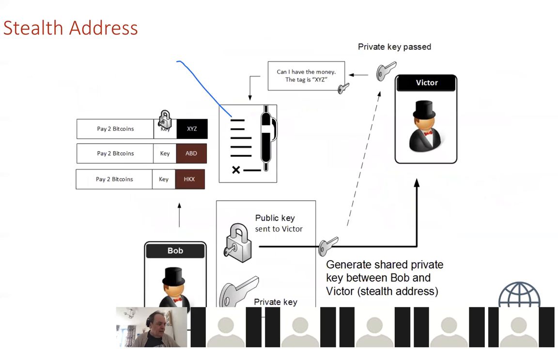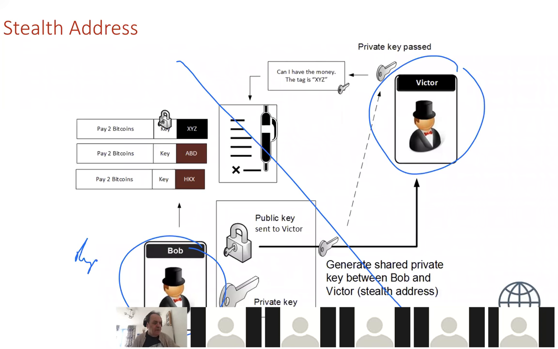The other thing that Zcash does: the ring signature gives anonymity to Bob, but how do we give anonymity to Victor? This is done by creating a new crypto ID for Victor. So only Bob and Victor will know the ID of the account which the transfer will actually happen to.